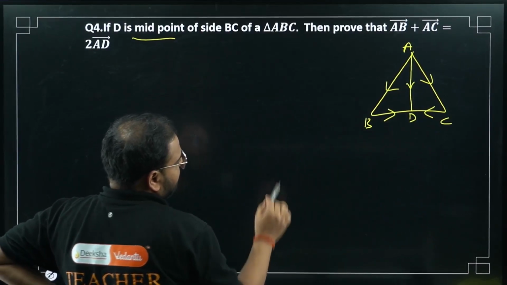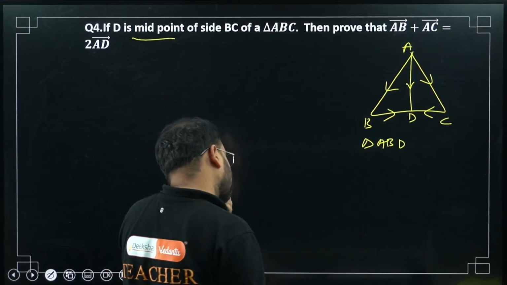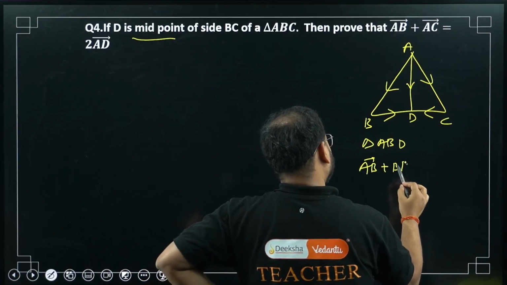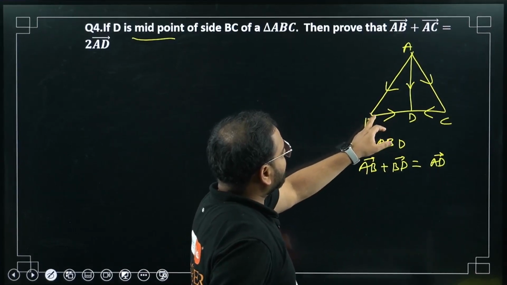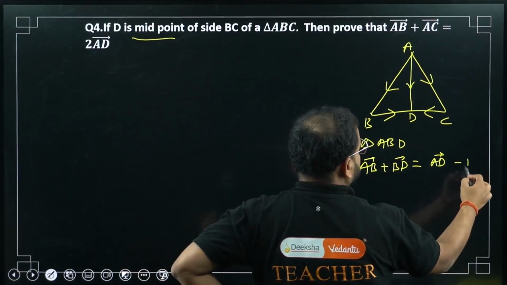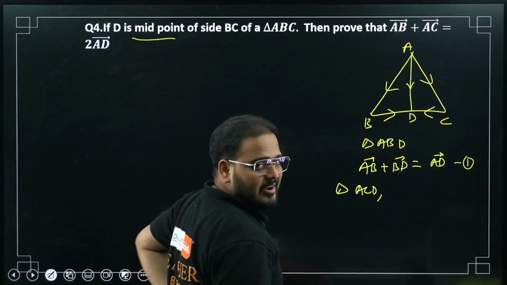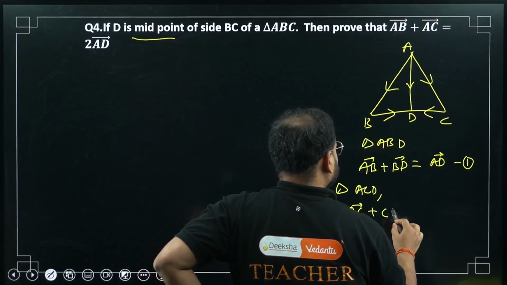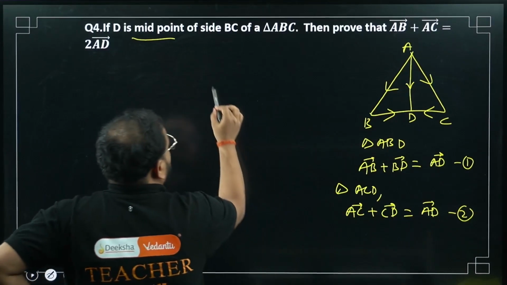Now look at triangle ABD. The triangle law of addition gives AB plus BD equals AD, since the terminal point of AB is the initial point of BD. So the first equation is this. In the same way, for triangle ACD, I can apply the triangle rule again: AC plus CD equals AD. Now add equations 1 and 2.